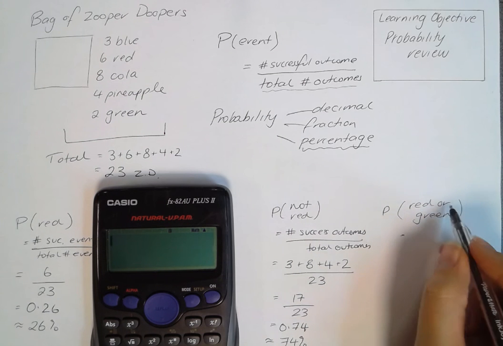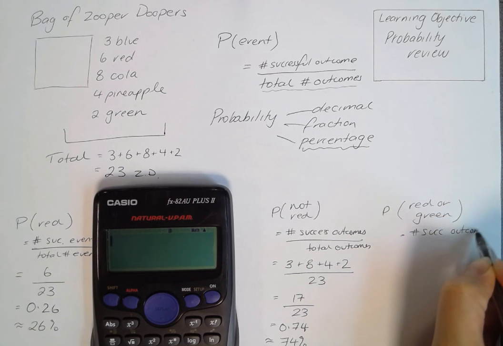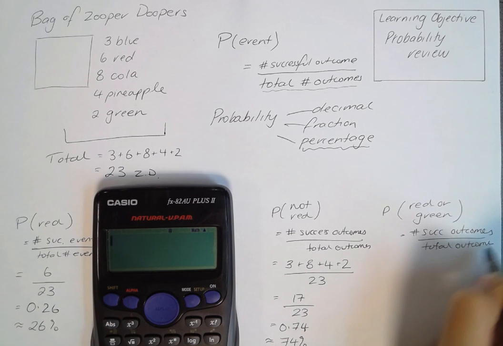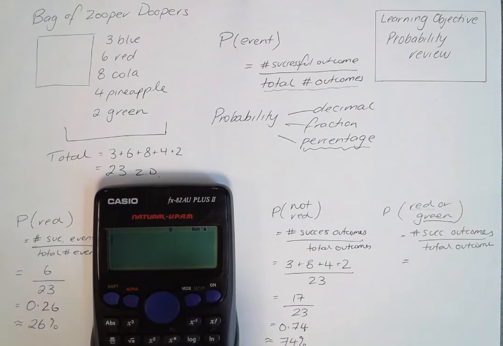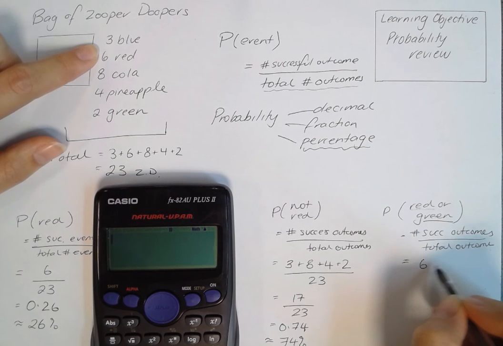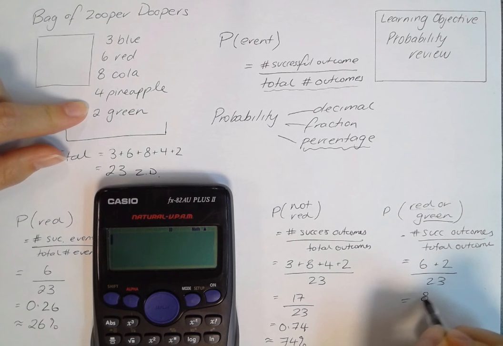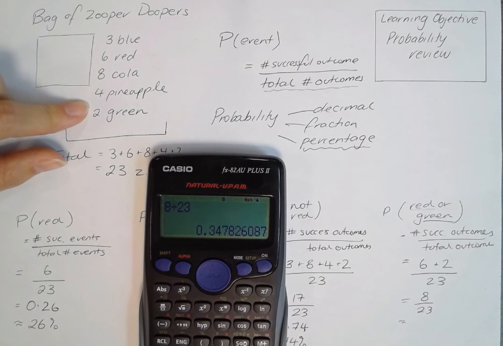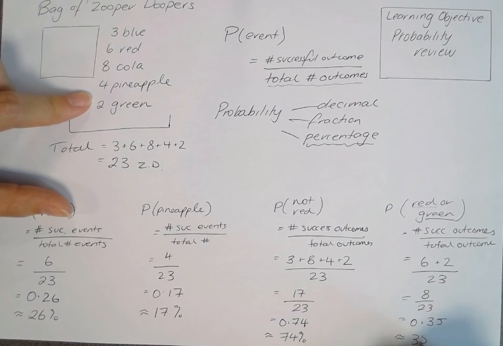Okay, our next one is red or green. So the number of successful outcomes divided by our total outcomes. Our number of successful outcomes, we are choosing red or green this time. So we've got 6 red available and 2 green divided by our total again. So 8 divided by 23 this time. 8 divided by 23. And that will give us 0.35 approximately, which is approximately 35%.